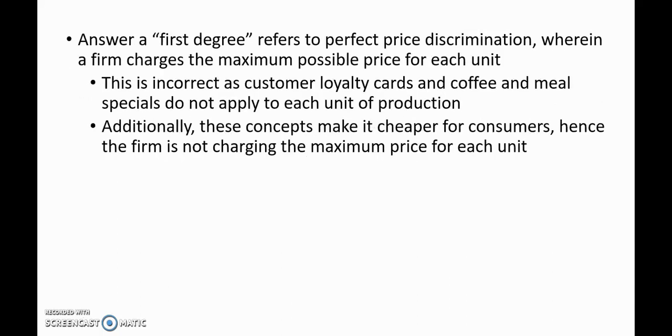Answer A, first degree, refers to perfect price discrimination, when a firm charges the maximum possible price for each unit. This is incorrect as customer loyalty cards and coffee meal specials do not apply to each unit of production. Additionally, these concepts make it cheaper for consumers, hence the firm is not charging the maximum price for each unit.